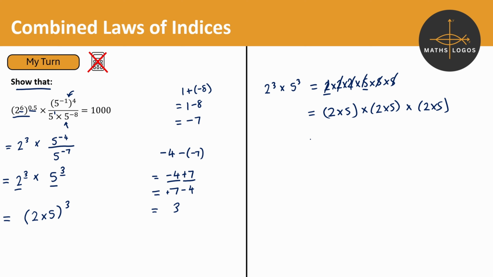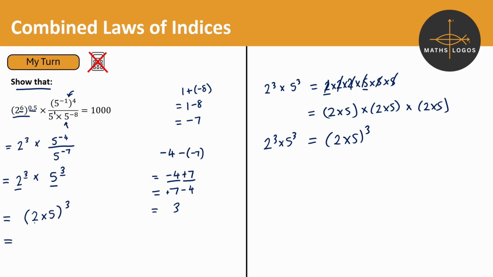And if you notice, what I've got here is 2 times 5, 3 times. So 2 multiplied by 5 all to the power of 3, which is why we can say that this is equal to this. Okay, which is where I get this line from here.